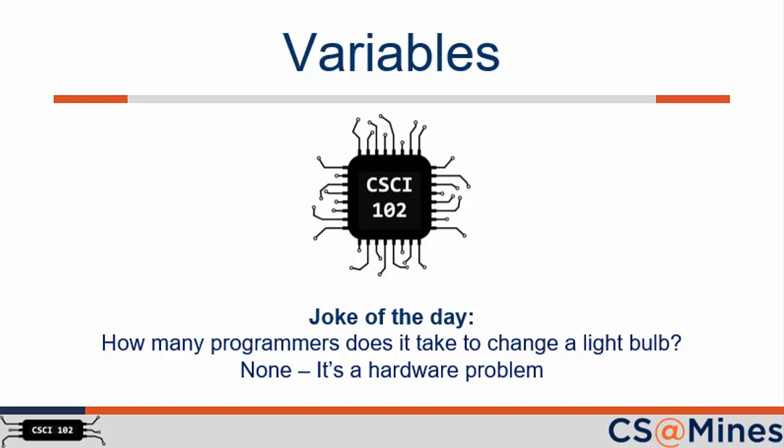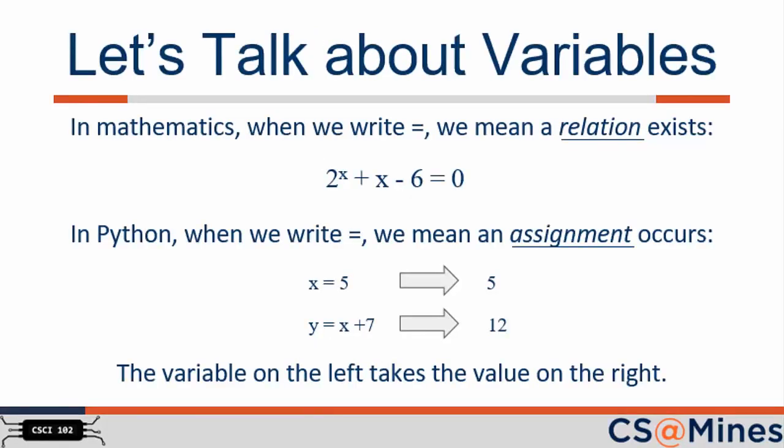Haha. Okay, let's talk about variables in programming, which are really important. As you know, in math, an equal sign means that two sides of the equation have a relationship. That is, the two sides of the equation are equivalent. Such as in the equation shown here. In Python, however, an equal sign means an assignment.